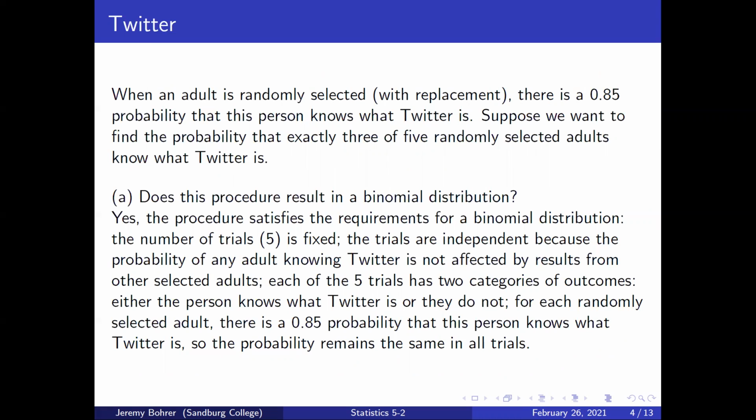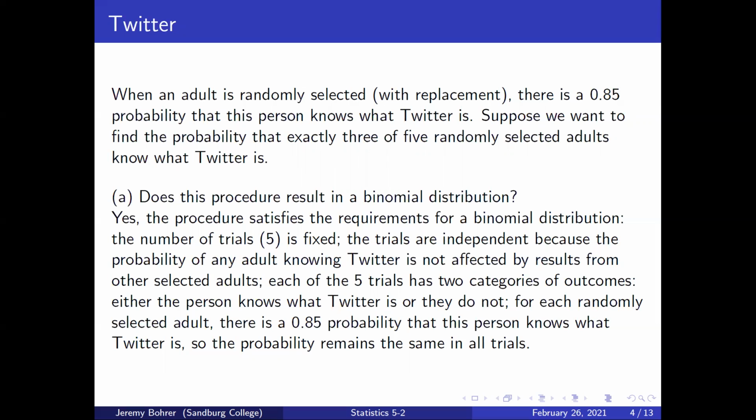When an adult is randomly selected with replacement, there is a 0.85 probability that this person knows what Twitter is. Suppose we want to find the probability that exactly 3 of 5 randomly selected adults know what Twitter is. A, does this procedure result in a binomial distribution? Yes, the procedure satisfies the requirements for a binomial distribution.